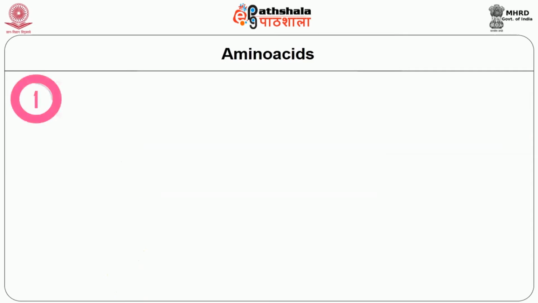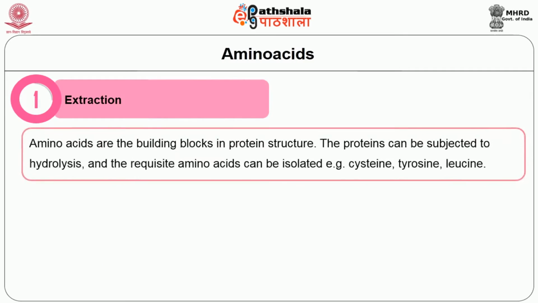First one, the extraction. Amino acids are the building blocks in protein structure. The proteins can be subjected to hydrolysis and the requisite amino acids can be isolated. Example, cysteine, tyrosine and lysine.